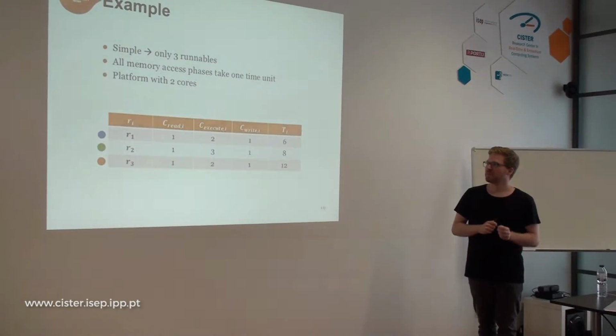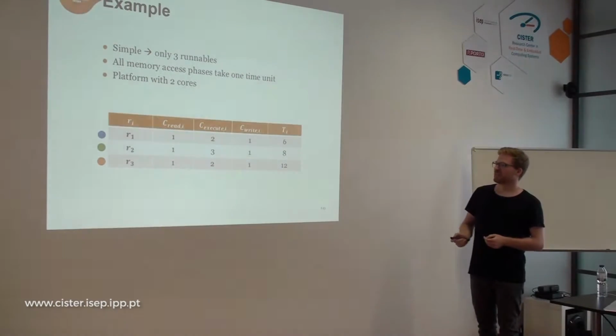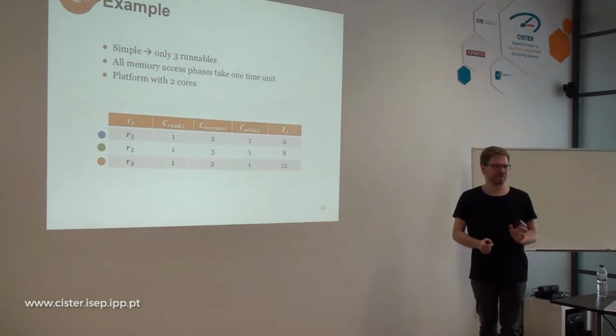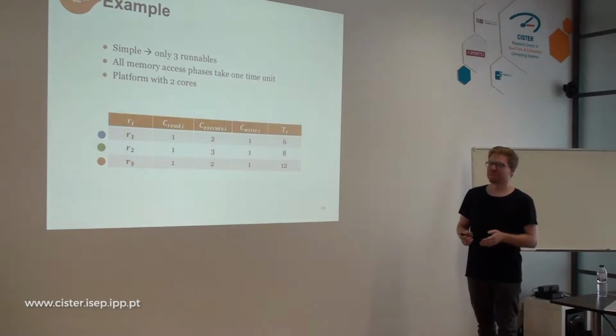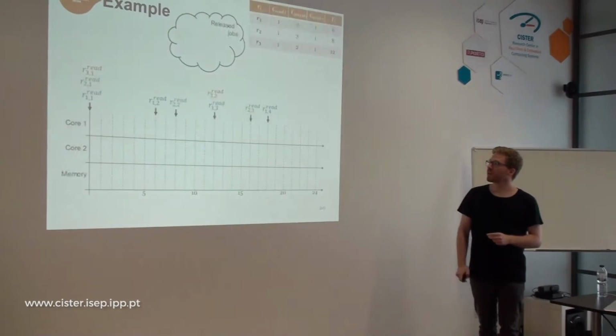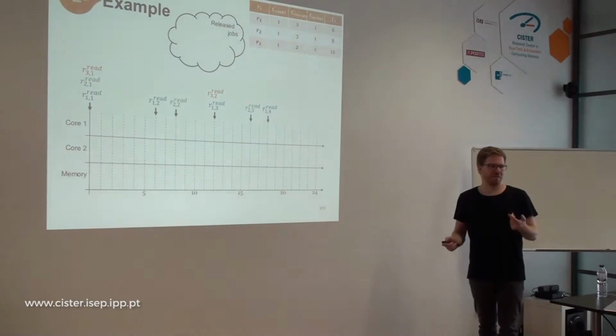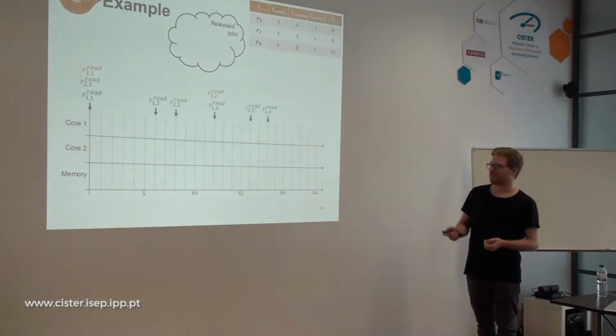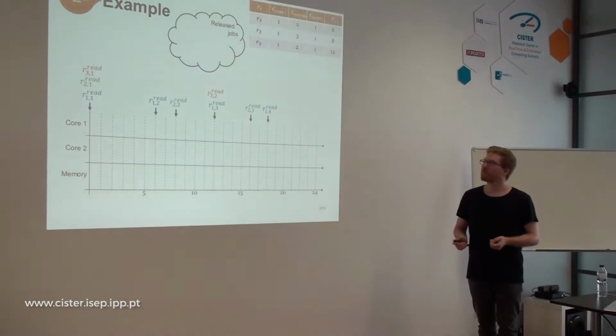Yeah, and to make it a bit more understandable, I have an example. Basically, we just have a really small task set, 3 runnables. All memory access phases are 1 time unit, and we only consider a platform with 2 cores. This also means we have 3 things in our time axis, so we have to schedule the memory, core 1 and core 2.